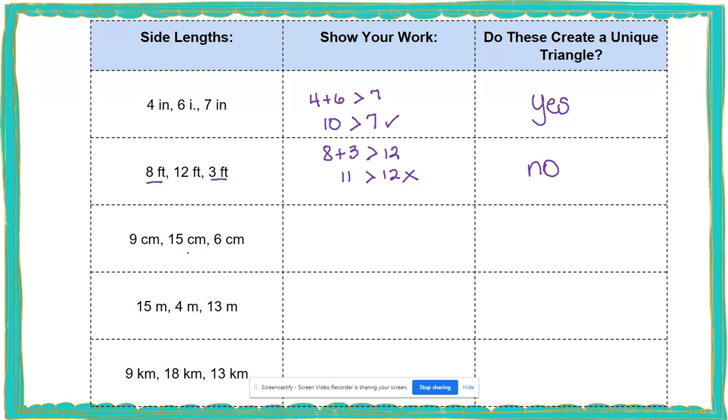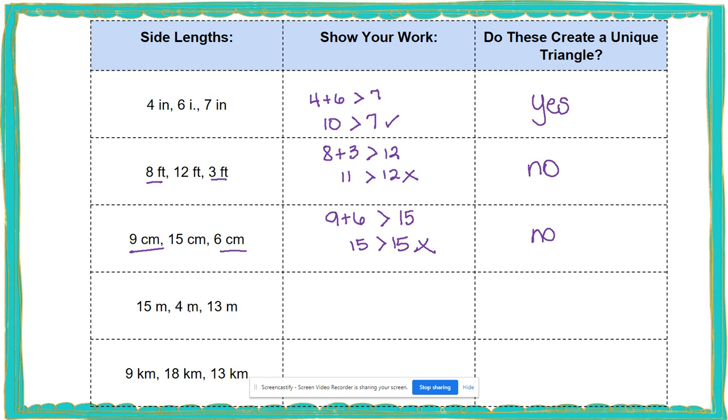Now let's look at 9, 15, and 6. My two shortest sides are 9 and 6, so I should be able to add 9 and 6, and if these make a triangle, then that length will be greater than 15. Well, if I add 9 plus 6, I actually get 15. And then I need to ask myself, is 15 greater than 15? Well, no, 15 is not greater than 15. 15 is actually equal to 15. So because that number is not greater than this one, these side lengths will not make a triangle.